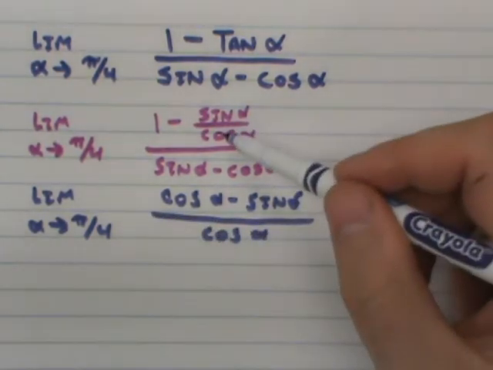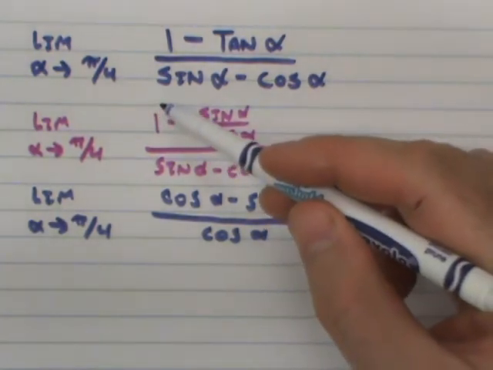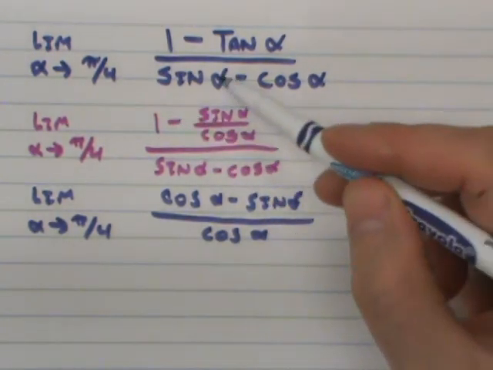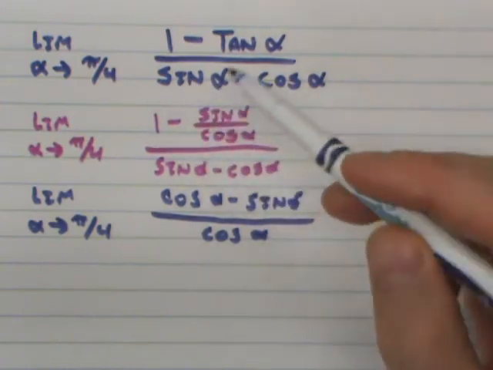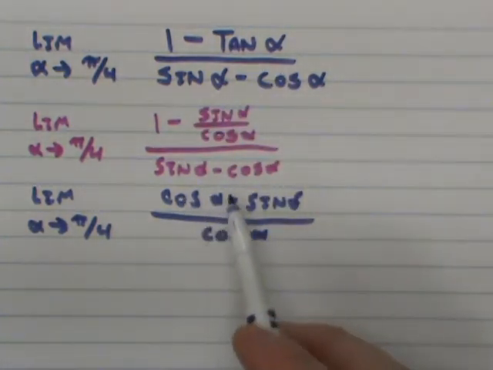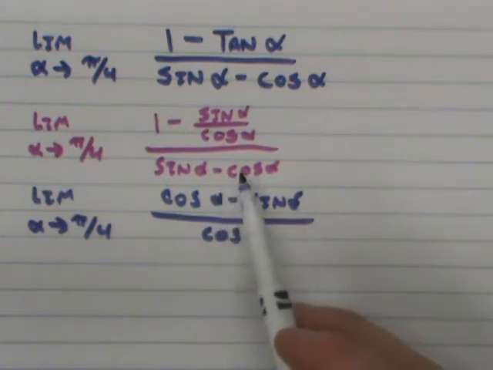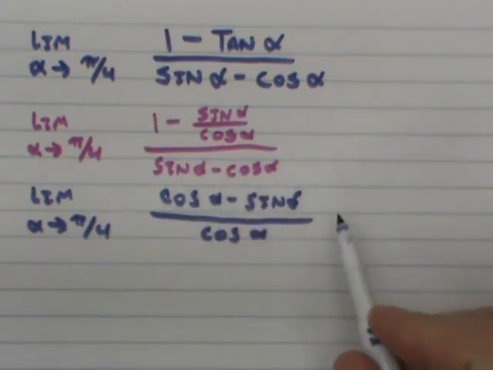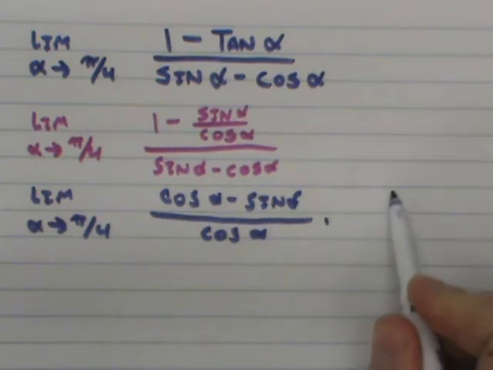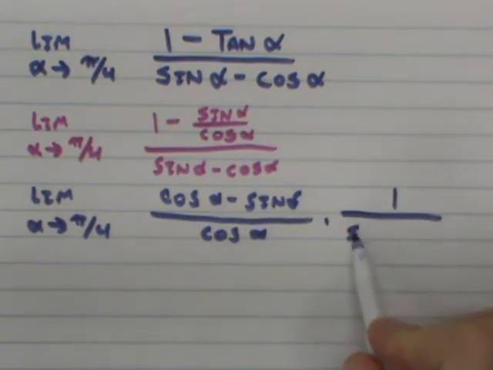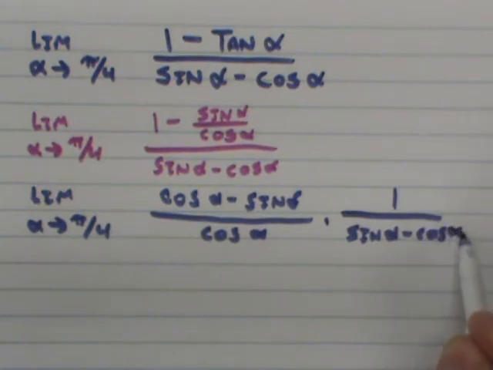Now again, when you look at this, all I did was change this 1 into cosine over cosine. That produces one fraction for the numerator, and that looks like cosine alpha minus sine alpha over cosine alpha. Now with the original denominator, I'm just going to write this off to the side as times 1 over sine alpha minus cosine alpha.